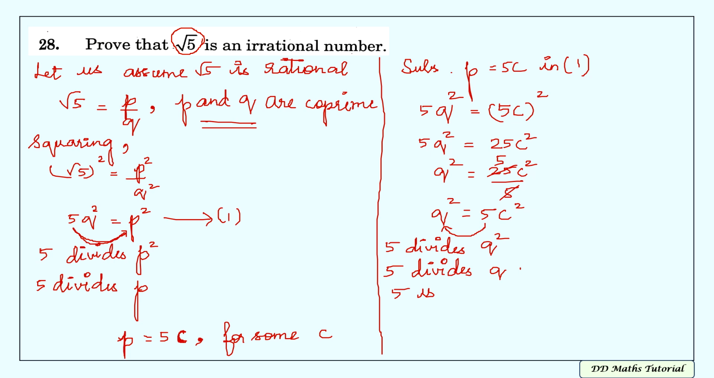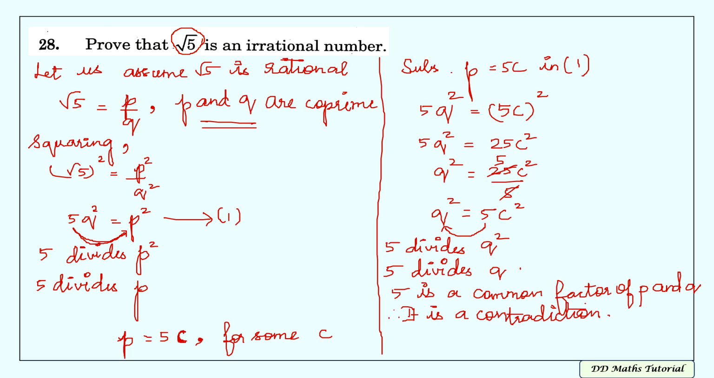So 5 is a common factor of p and q. Therefore, it is a contradiction. Our assumption is wrong, and we have assumed root 5 is rational. So root 5 is irrational.